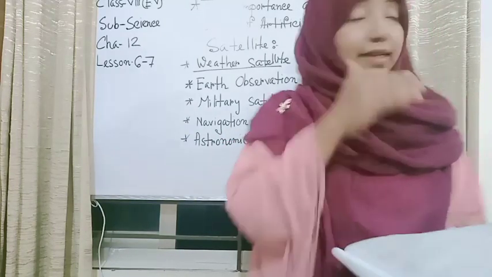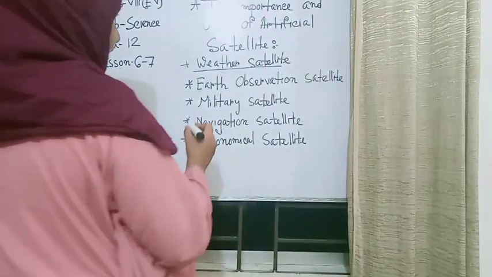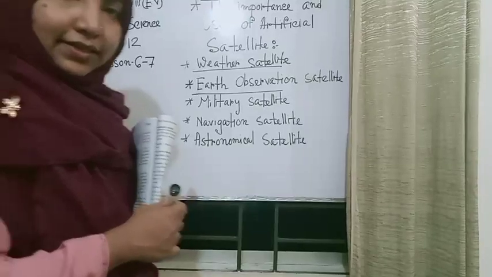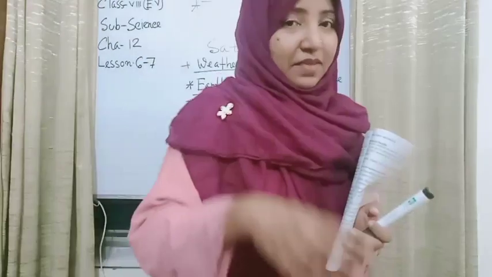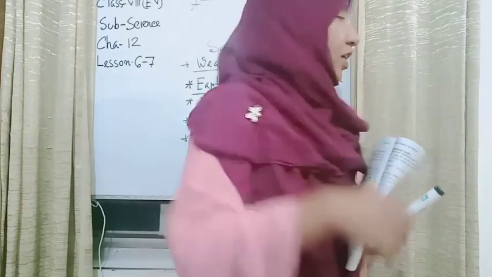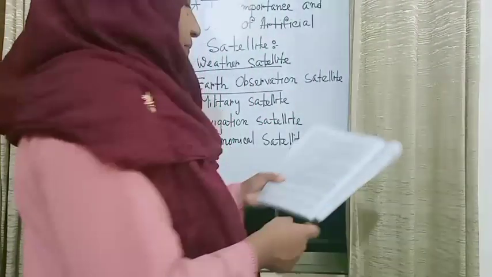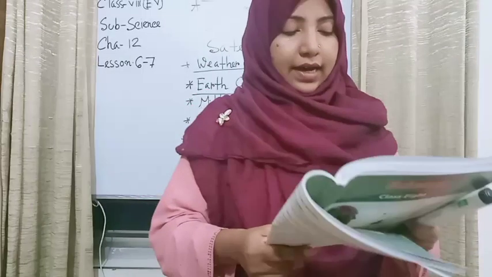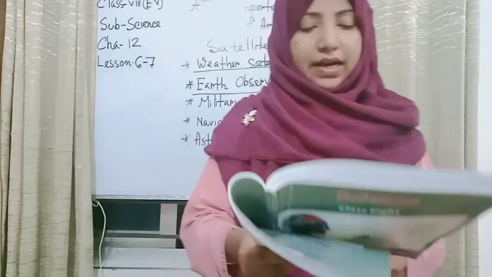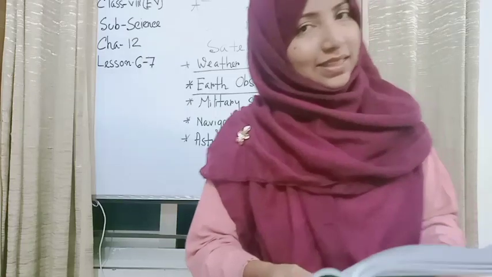Now, another very important structure is the Earth observation satellites. We live on our beautiful earth. We know the observation of the earth, the observation satellites. These satellites can give us clean pictures of earth's surface.